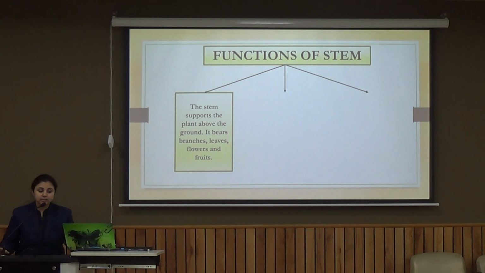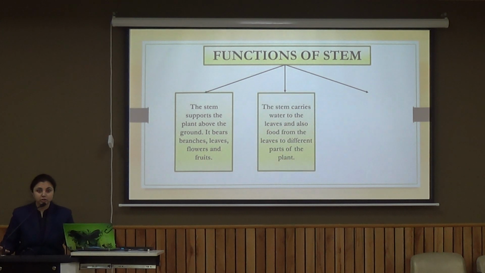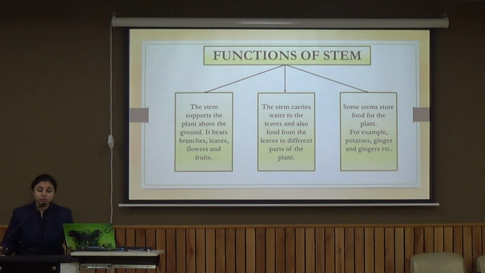The stem supports the plant above the ground. It bears branches, leaves, fruits and flowers. The second important function of the stem is that it carries the water to the leaves and also the food prepared by the leaves to the different parts of the plant. Some stems store food for the plants. Some examples of this are potatoes, ginger, and there are many more.